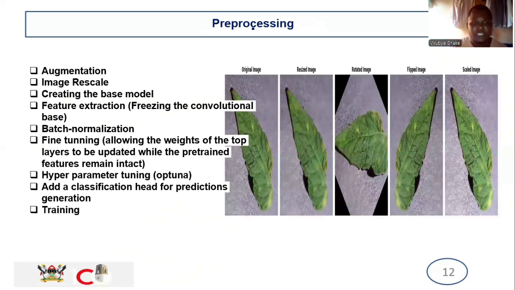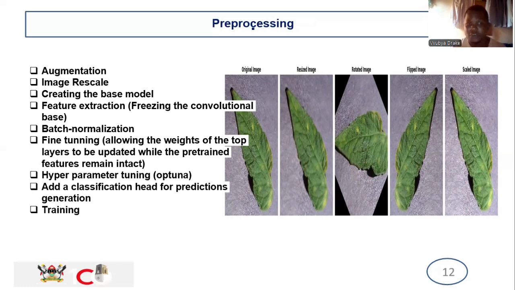So for pre-processing, we did data augmentation, that is to increase the number of images to solve the small data set problem. We did this through resizing the images, rotating the images, flipping the images. Then we did image scaling to 224 by 224 image size. That is the input size for all the models.